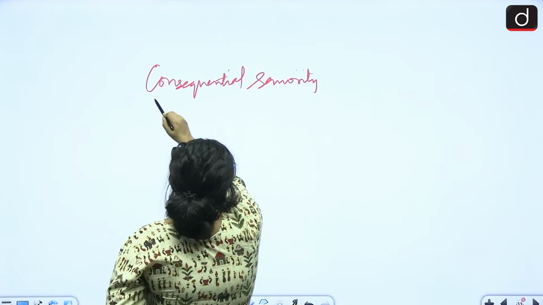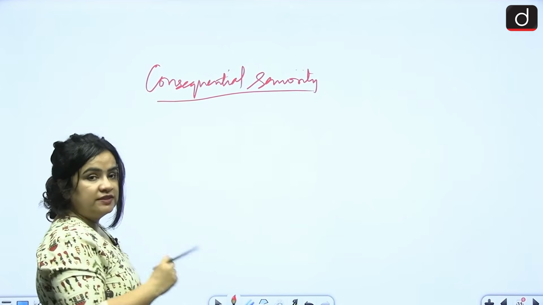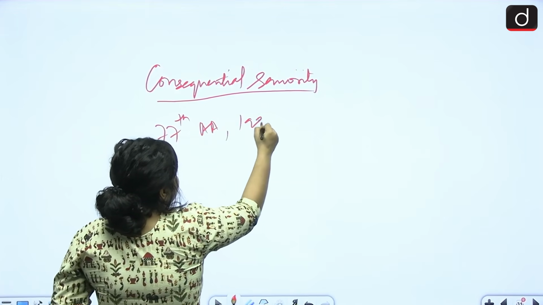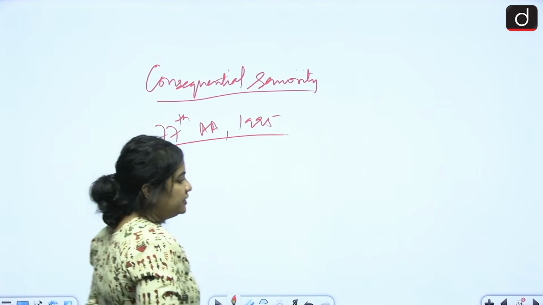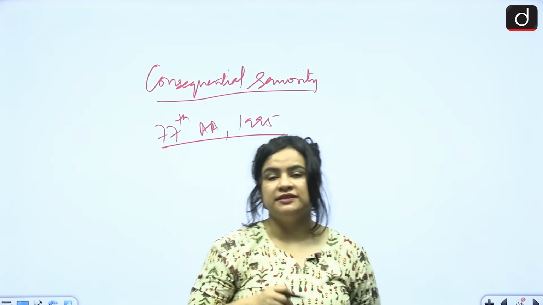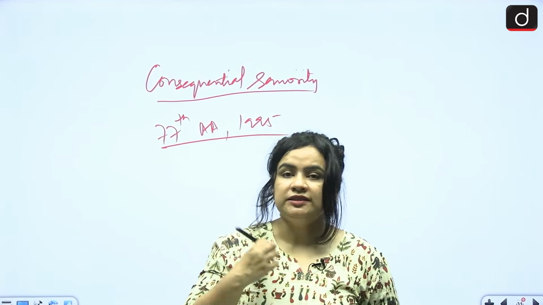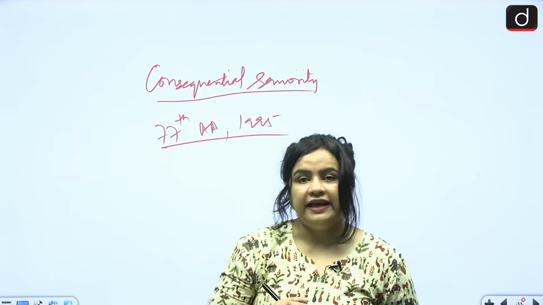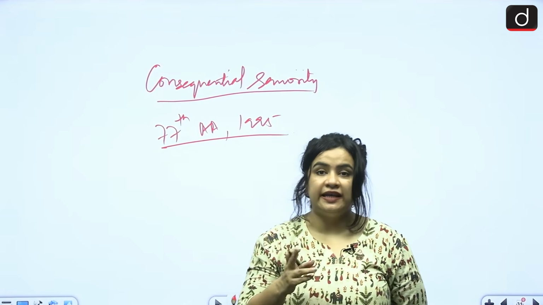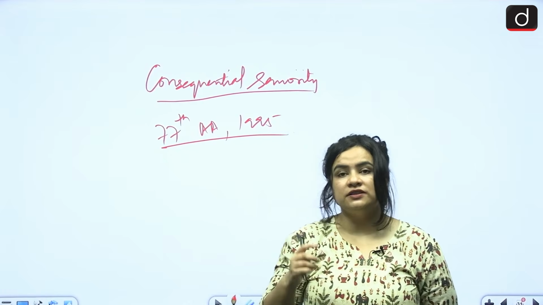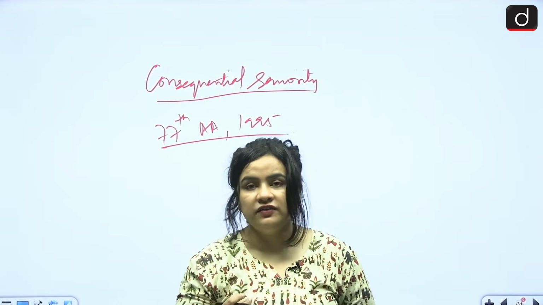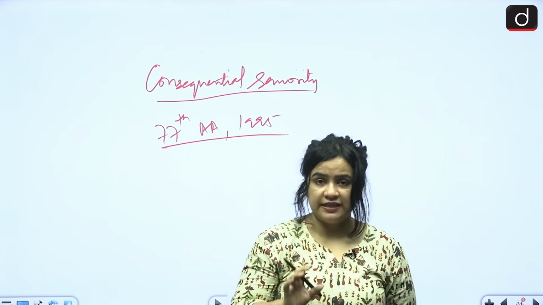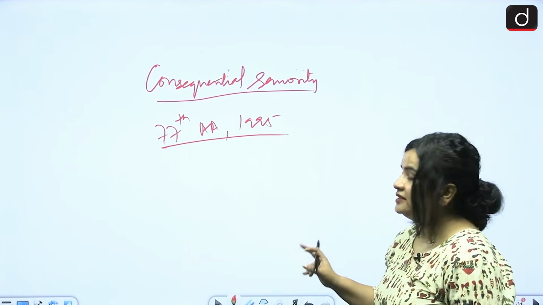See students, this consequential seniority was introduced by the 77th Amendment Act of 1995. And what does it mean? It means that if a person belonging to the reserved category is promoted via reservation, then he or she also retains that seniority over a general category candidate or an unreserved candidate if that unreserved candidate was promoted later. All right. So what does it mean in simple terms?